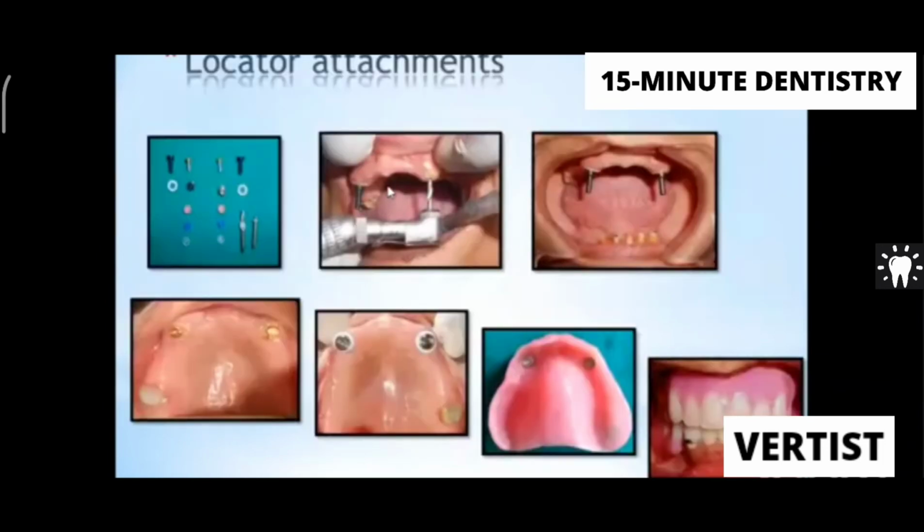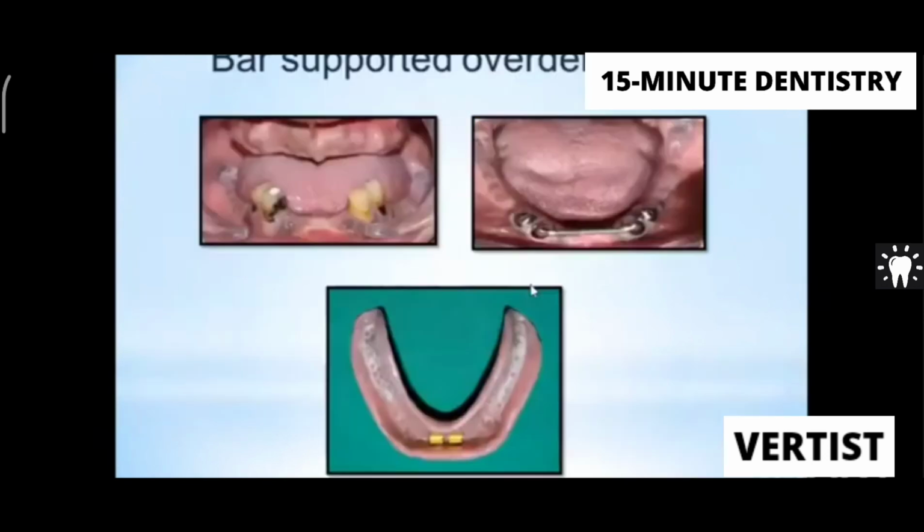Then there is something called a locator attachment. Locator attachment, as you might know, requires very little inter-arch space. You can see the tooth is almost reduced to the level of the gingiva, right? And the locator attachments are then cemented. What you are seeing with the gold component is the attachment, and the others are the retentive caps. They are cemented onto the tooth, and then the female cap, the steel housing, is placed over it, and that is picked up in the denture.